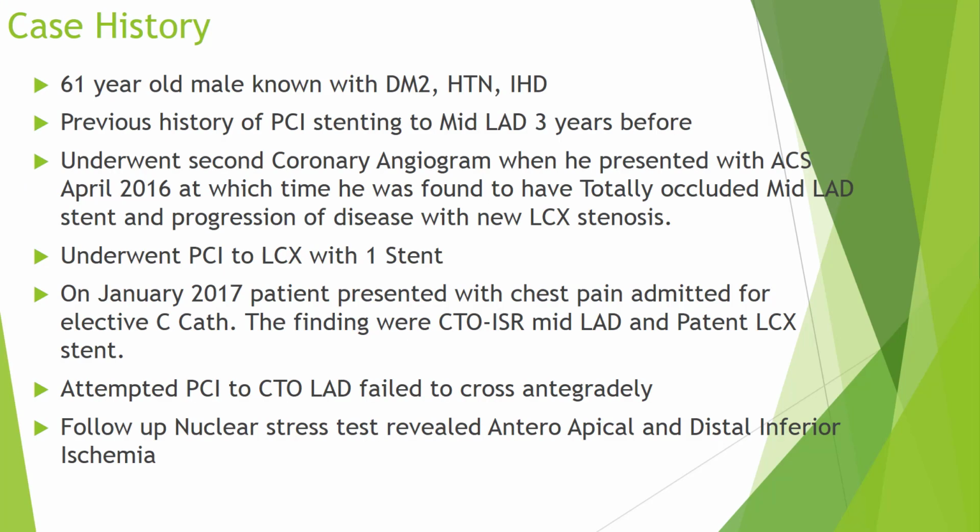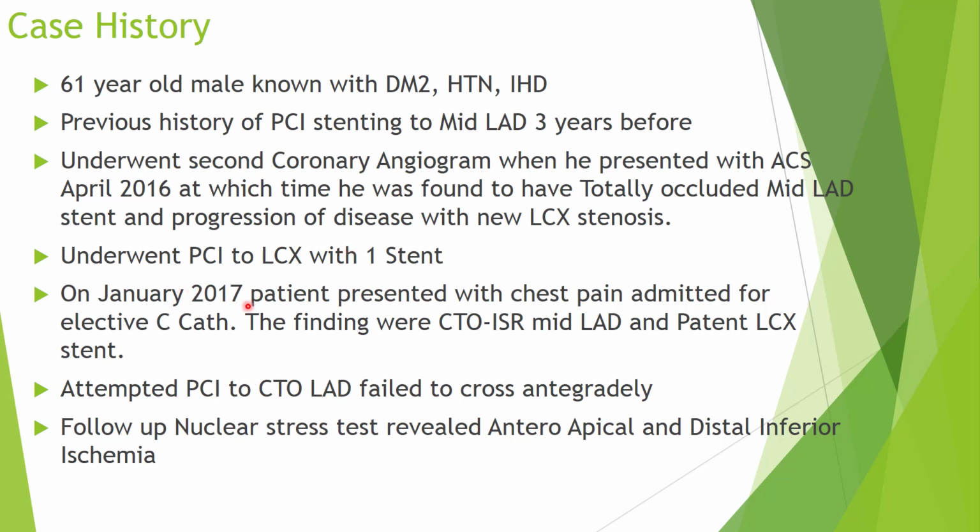A 61-year-old male with diabetes, hypertension, and previously known ischemic heart disease had a previous PCI stenting to mid-LAD 3 years before. He underwent a second coronary angiogram when he presented with ACS, in April 2016, at which time he was found to have a totally occluded mid-LAD stent and progression of disease with a new LCX lesion. So the operator decided to go ahead and do one stent to the LCX and went on medical therapy.